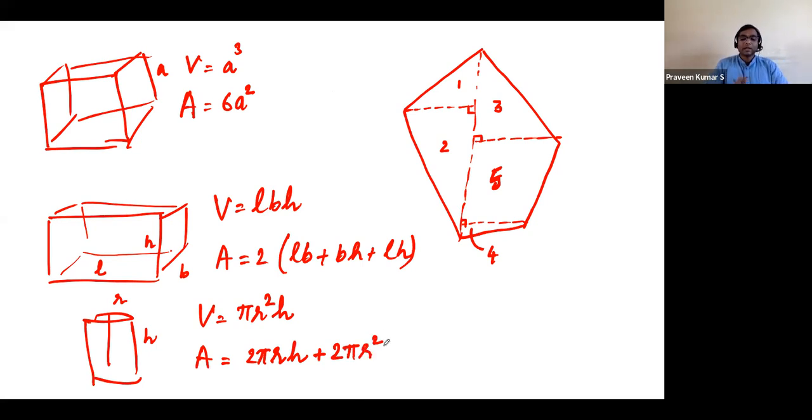Here they might refer to it as a curved surface area. When they refer to the curved surface area, you will write only 2 pi r h. When they are saying total surface area, you will add those 2 pi r square as well, right?